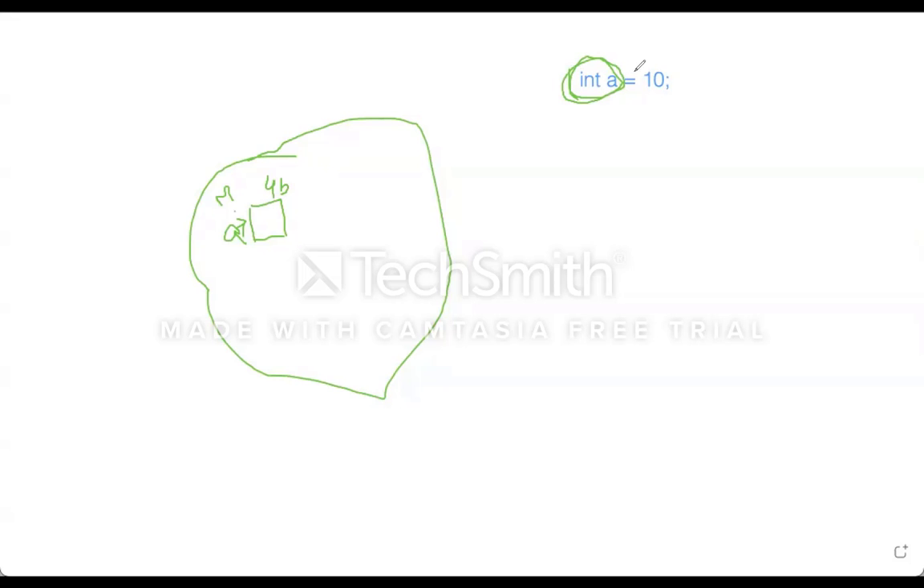Now when you say equals to 10, what really happens? Your 10 is picked up and put in this memory. Let's say you have a few more. You have one short variable, 20, and you have one byte variable, and you have one long variable.